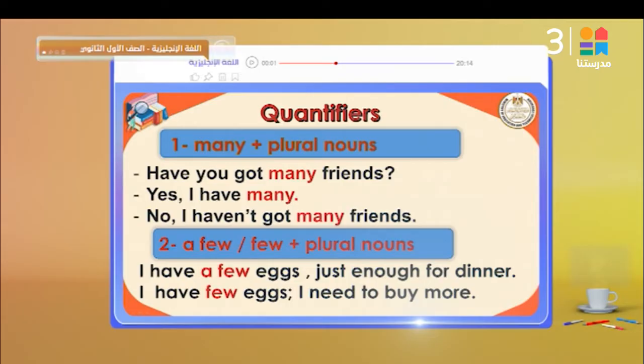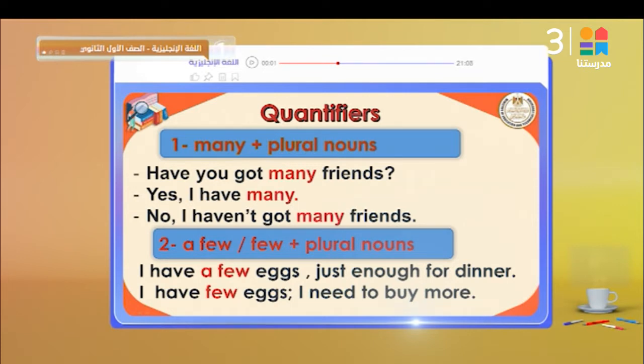Here we have some quantifiers. Quantifiers are the words which we use with plural or with uncountable nouns. With plural nouns, we use many. So we say, have you got many friends? The word friend is countable, so we say, how many friends have you got? Have you got many friends? Yes, I have many. Or no, I haven't got many friends.